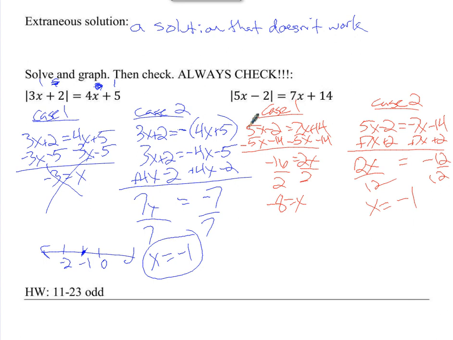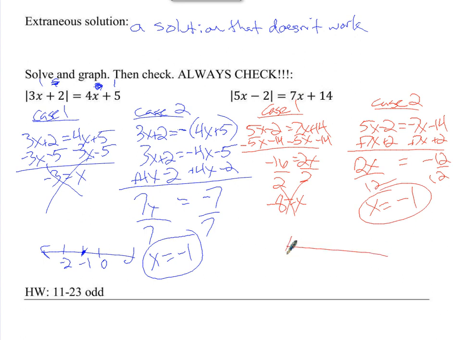Check. -8 times 5, -40 minus 2. -42, absolute value is, all right, we got 42 on the left. -8 times, am I going to get a positive here? This one doesn't work. Case 2, -1 times 5 minus 2. Absolute value is 7. -1 times 7 is -7 plus 14 is, so does -1 work? Yes, -1 is the only solution.